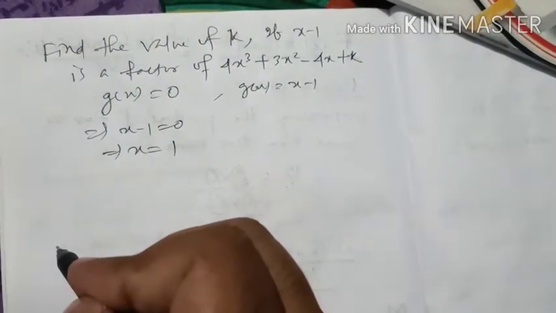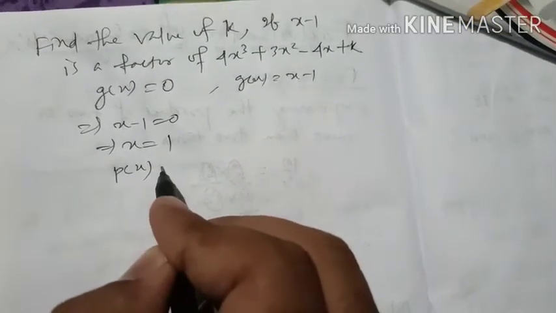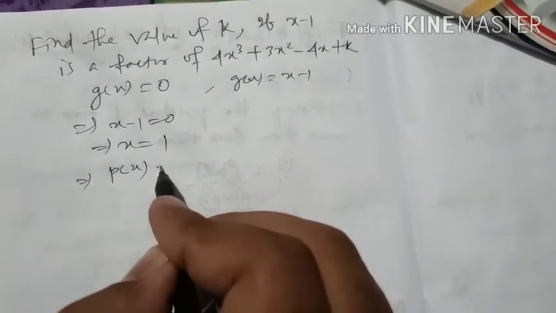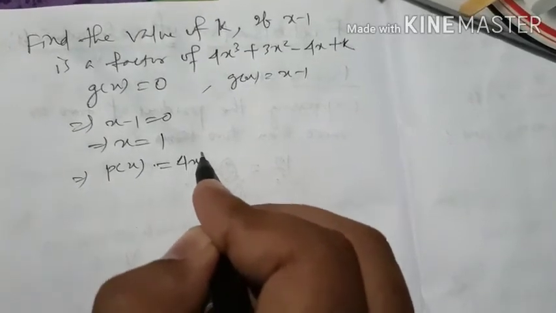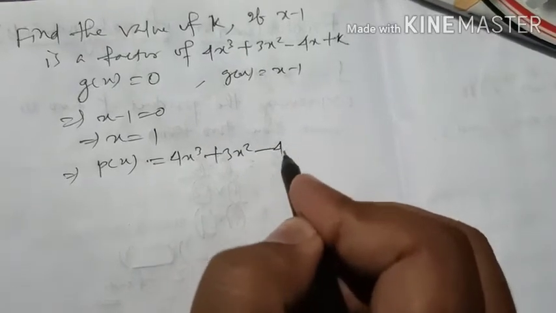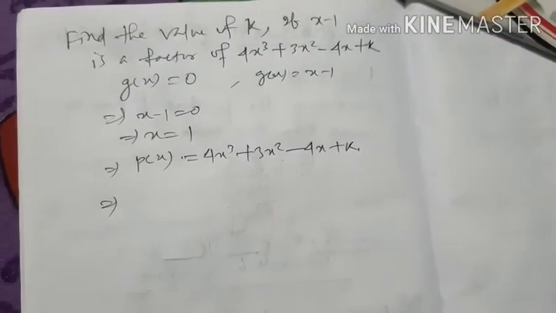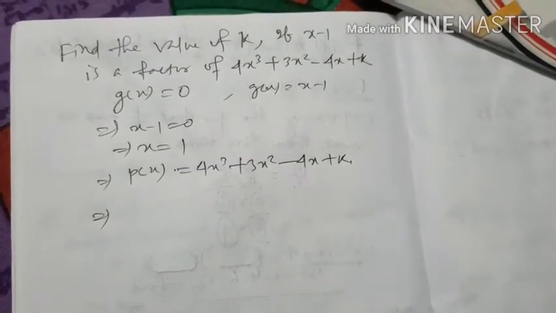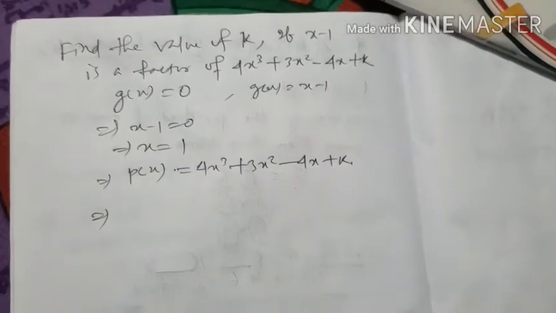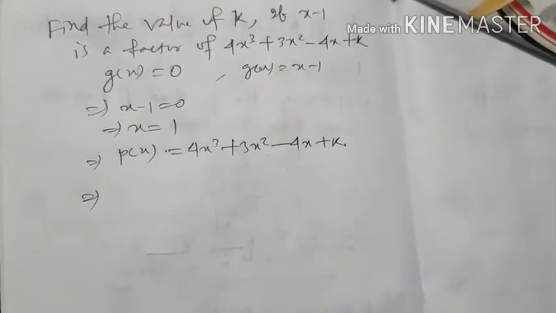Here the value of x is equal to plus 1, and you know that p of x is equal to 4x cube plus 3x square minus 4x plus k. Here it is the polynomial p of x, and you know that if p of x is divisible by x minus 1, then we can say that we'll get the remainder as 0.